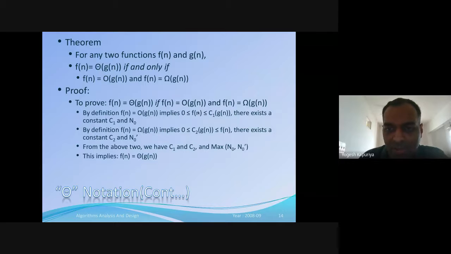So 0 is less than or equal to Fn is less than or equal to C1 Gn. When you combine these two equations, you can say that 0 is less than or equal to C2 into Gn is less than or equal to Fn is less than or equal to C1 into Gn. This is always true because, let's say this is 5 and this is 9. So this is true. 0 is less than 5 is less than 9.